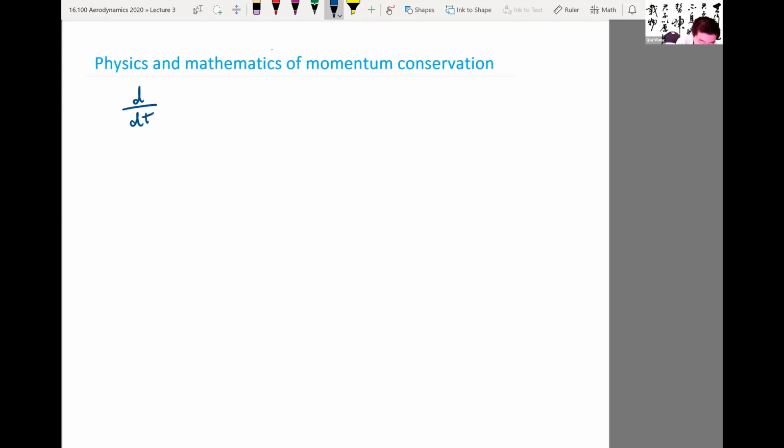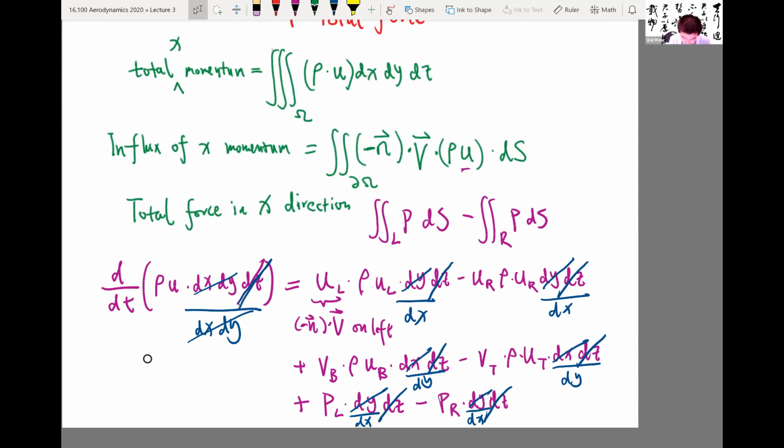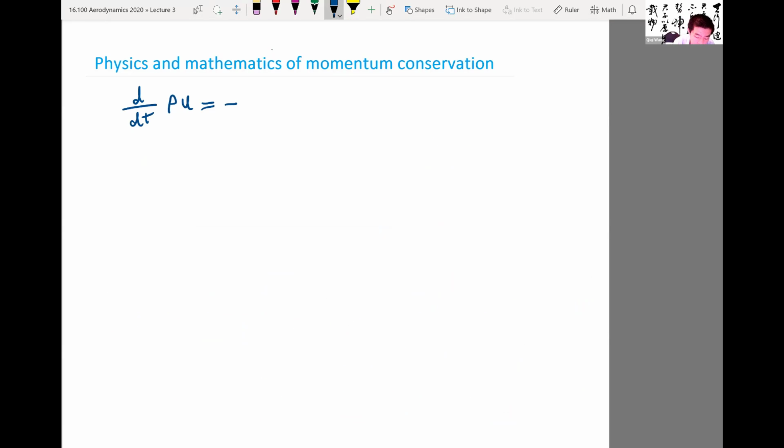ddt of rho u is now equal to, let's look at the first term. It is basically the ddx of rho u squared, right? Except it's negative because it's the left minus the right. If we have right minus the left divided by dx, we get the derivative. Here we get the negative of the derivative.